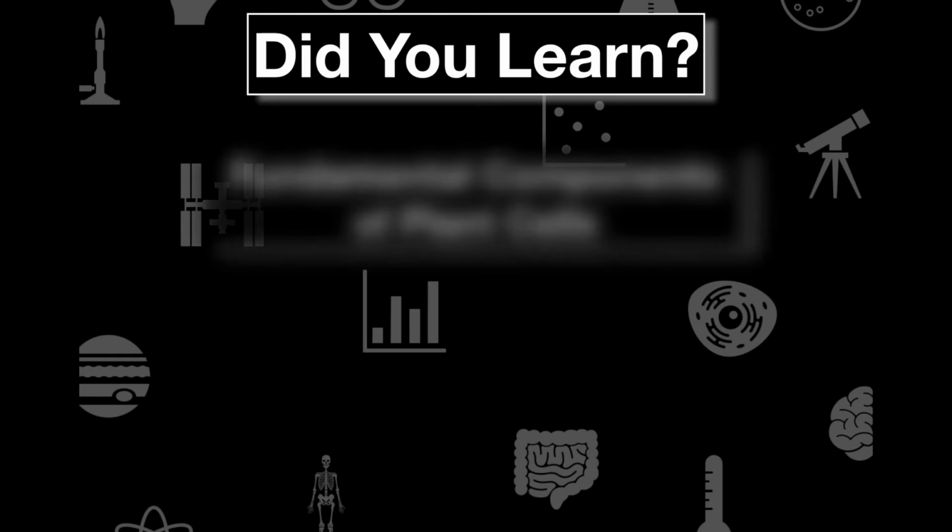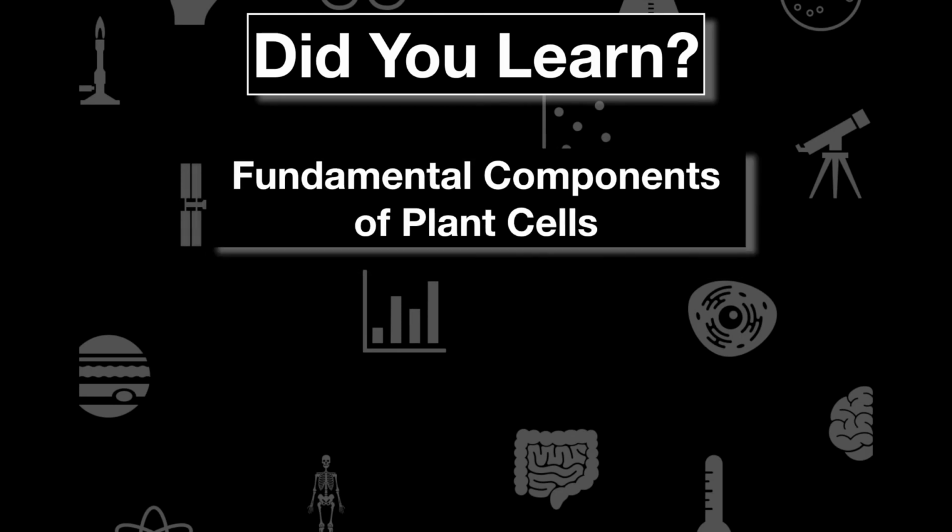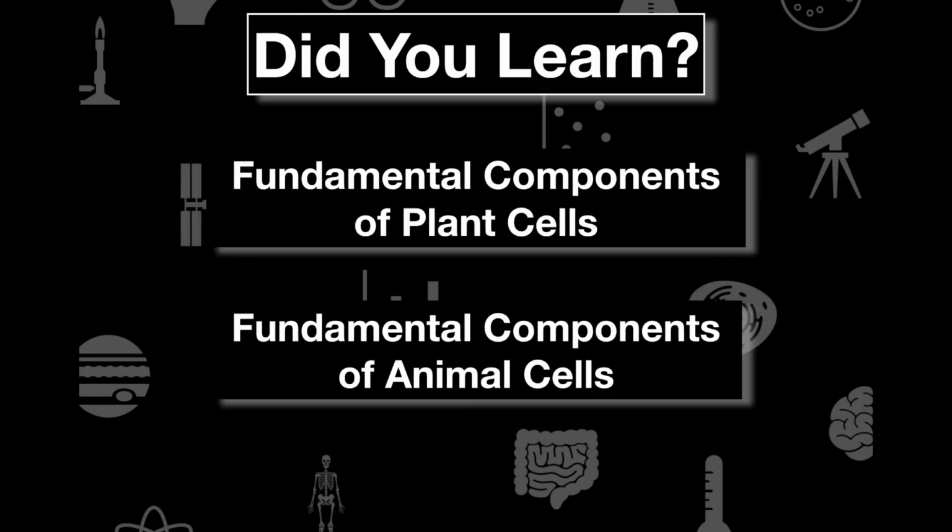So did you guys learn? Well, did you learn the fundamental components and differences between plant and animal cells here? The whole goal of this video is just to give you a short understanding and say, all right, plant cells have chloroplasts, animal cells do not, etc. So did you get the fundamental components of both, what each of them have and what each of them do not have?